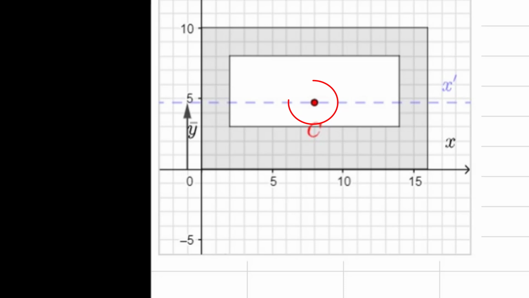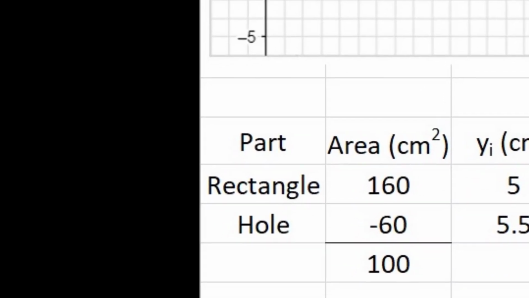So to determine the location of the centroid of the composite structure, which would be Y bar for the composite structure, we first need to break this up into parts. So we're going to start with the overall rectangle itself, and then the second part will be the hole. So we then will calculate the area of this part for each one. And of course, the hole will have a negative area.